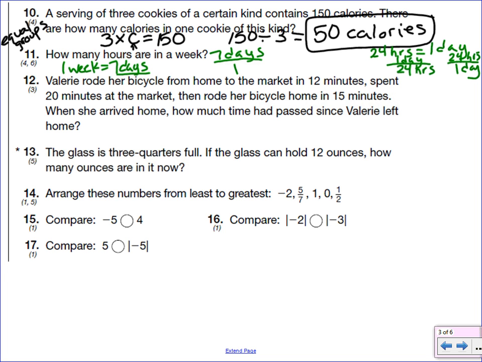If I look over here, I have days on top, which means days needs to be on the bottom in the second fraction to cancel out. The fraction that has that is 24 hours per 1 day. Days and days cancel out since they're diagonal. Then I need to do 7 times 24. Well, 7 times 20 would be 140, and 7 times 4 would be 28. 28 and 140 is 168.